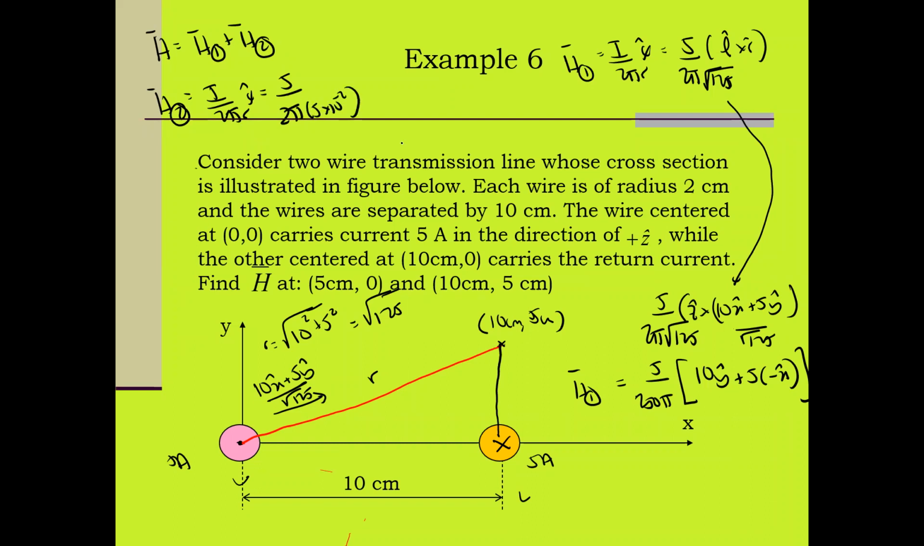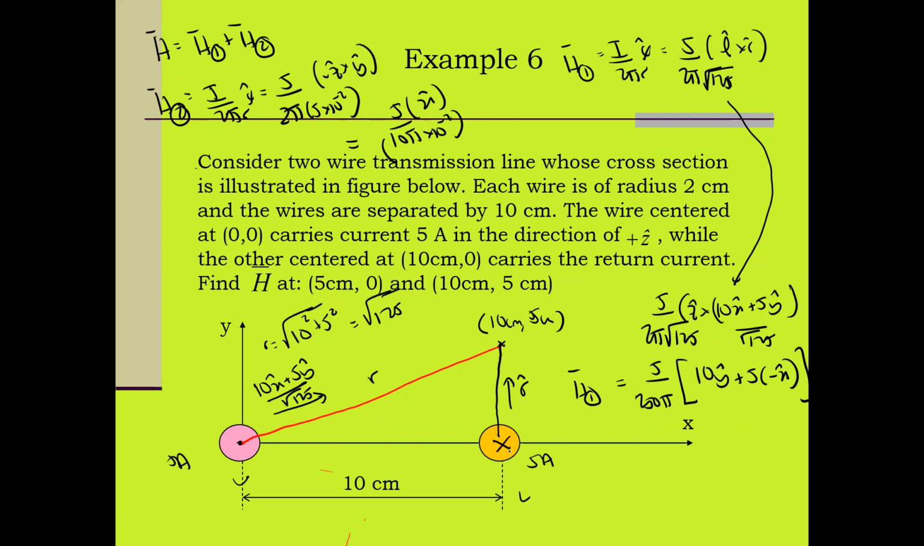For this phi, L will be in the negative Z direction, while R should be in the positive Y direction, because R is in this direction. Following this, H2 will be 5 over 10 pi times 10 to the negative 2. Z cross Y will give us negative X, and because we have a negative sign here, it should then be the positive X direction. That should be our H2, contributed by 5 ampere current number 2.